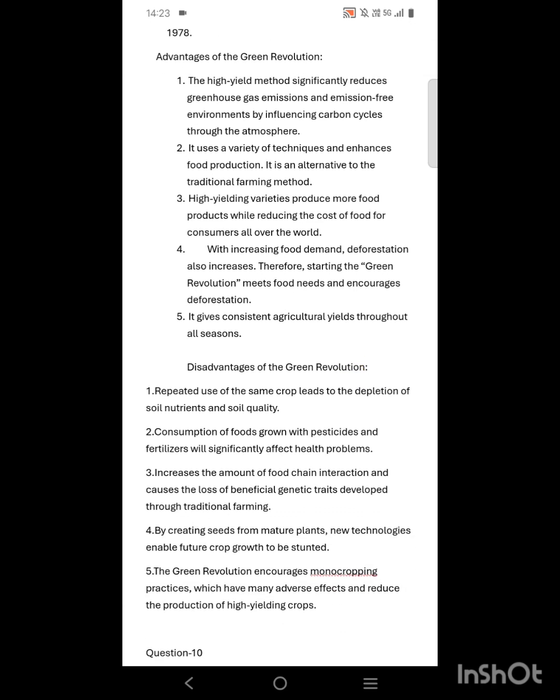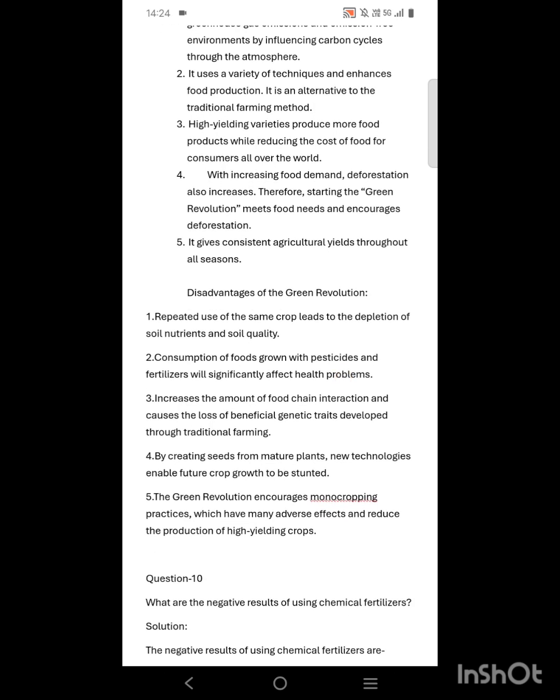Higher yielding varieties produce more food products while reducing the cost of food for consumers all over the world. So the country has become more efficient in producing food in large quantities. So the other countries have become consumers of India.